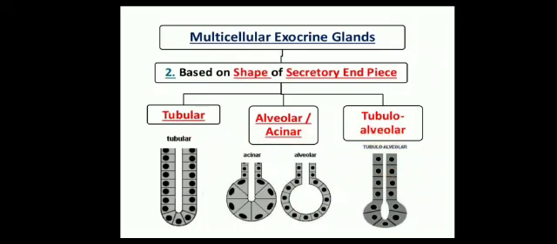So if I say that a gland is simple tubular, simple means it has no branches, and tubular means the secretory part is tubular in shape. But when I say compound tubular, it means that it has massive branches of the ducts and the distal secretory part is tubular.